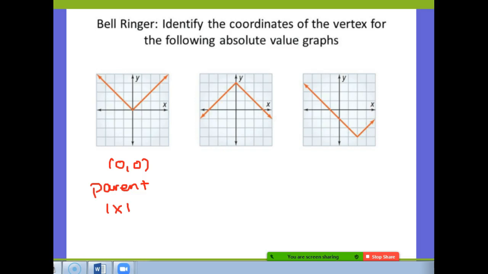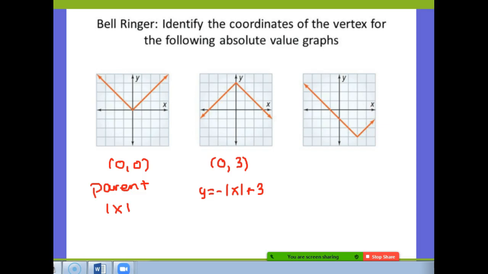In example number 2, your x value is 0, but your y value is 3. So my vertex is 0, 3. This graph is also reflected. So when I write its equation, it's a negative absolute value of x, and then the plus 3 for the movement up 3 units.